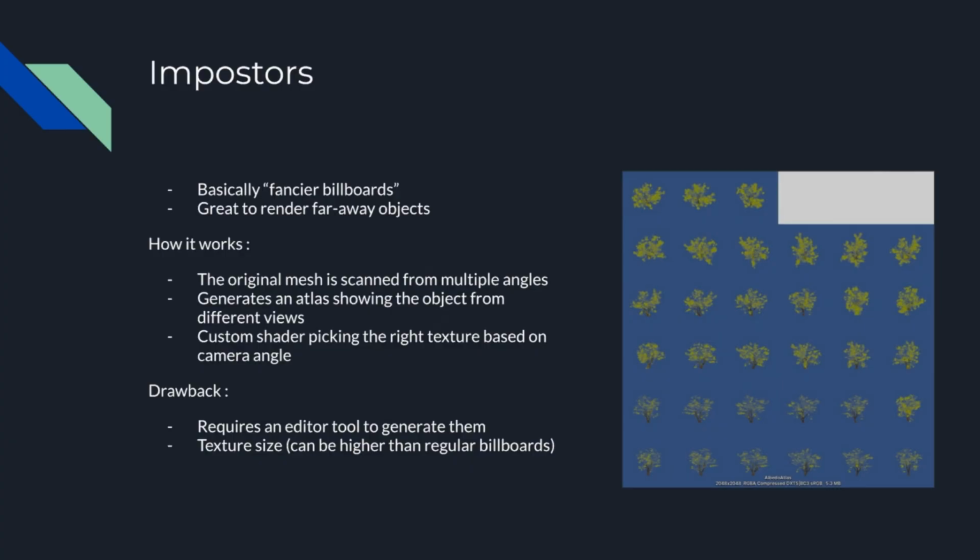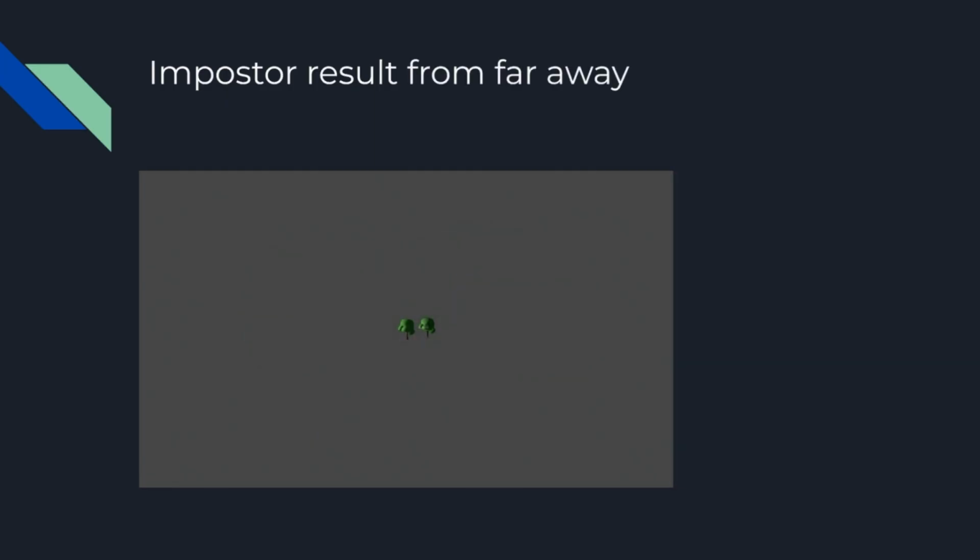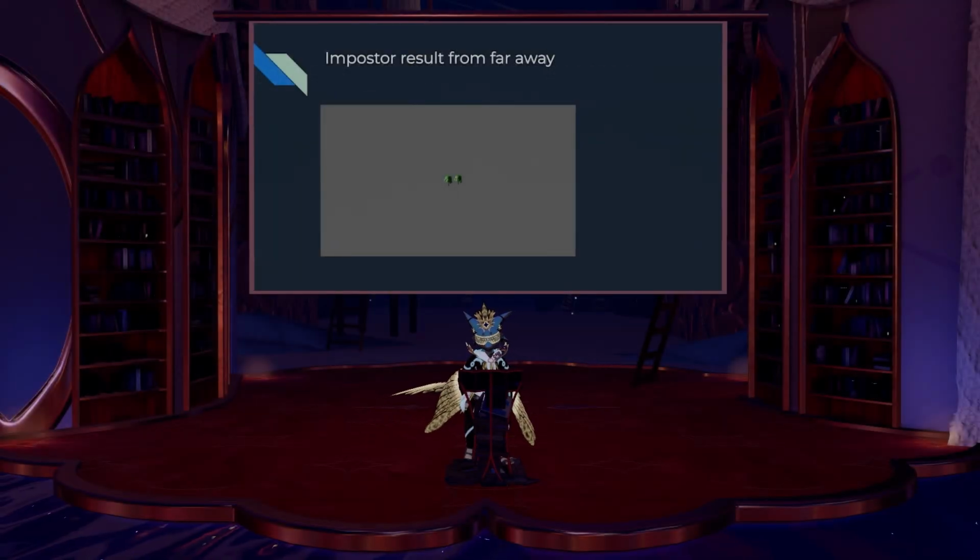Now, this is how an impostor would look like on a tree that I generated. Now, I know what you're thinking, it's ugly, the tree is very pixelated, but you know, it's an impostor, it's supposed to be seen from far away, and from far away, this is how it looks. Like here, it's pretty much the same thing. And that's a really cool thing about impostors.